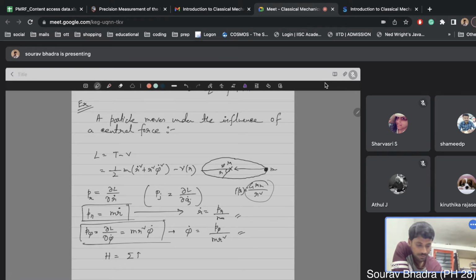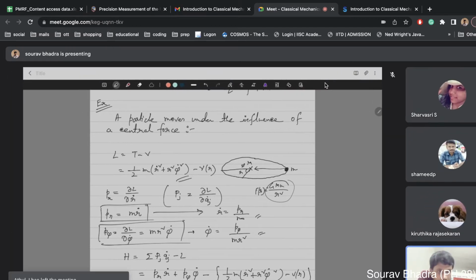So the Hamiltonian was H = Σ pj qj dot minus L. Now our Σ pj qj dot is actually pr r dot plus p phi phi dot minus L. So L we have already written as half m (r dot square plus r square phi dot square) minus V(r). So this is the same thing as this.